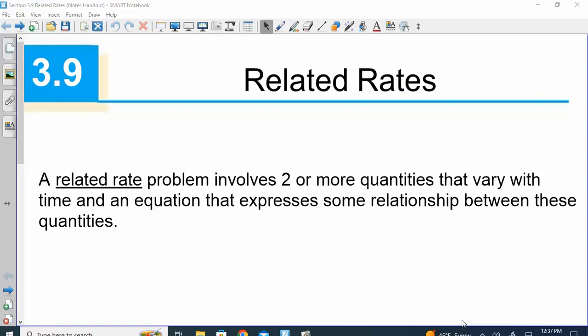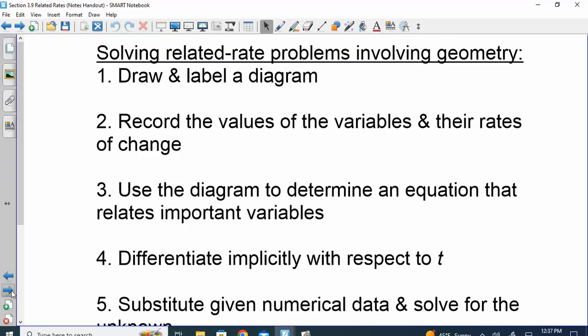But any other variable, like if I have an x, it will get a dx/dt with it. If I have a y, it will get dy/dt. If I have a z, it will get dz/dt. So everything else we're doing its derivative with respect to time. So kind of our strategies: a lot of these problems are going to be geometry related, so something that we might be able to draw a picture of. So if you can, draw that picture.